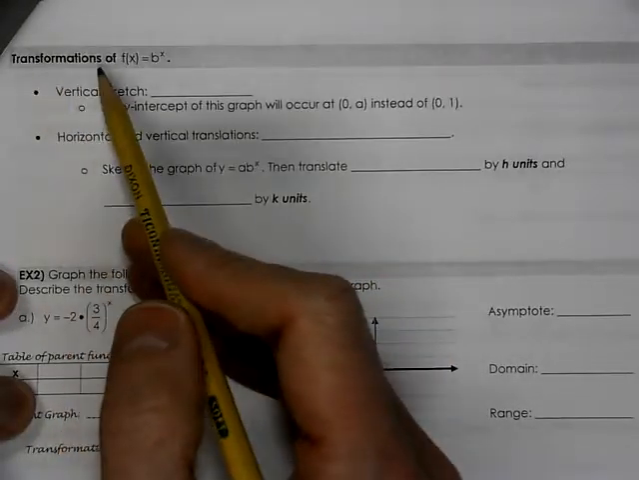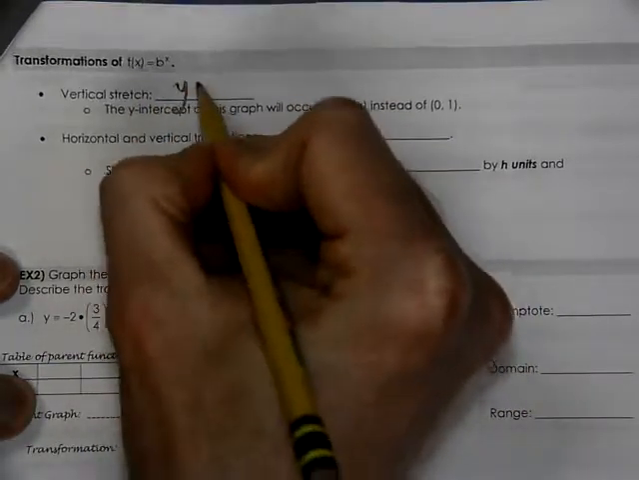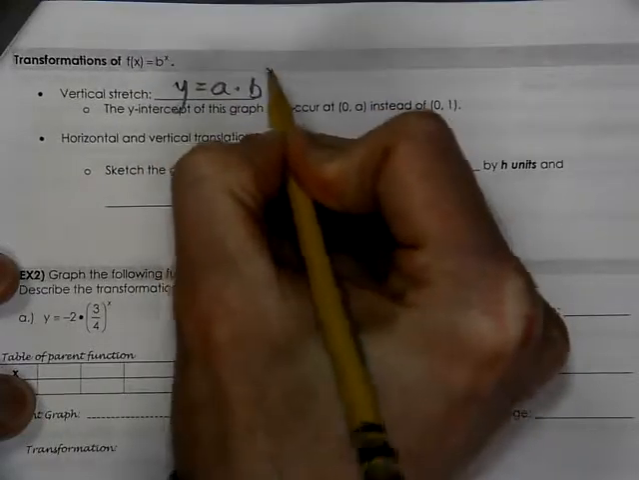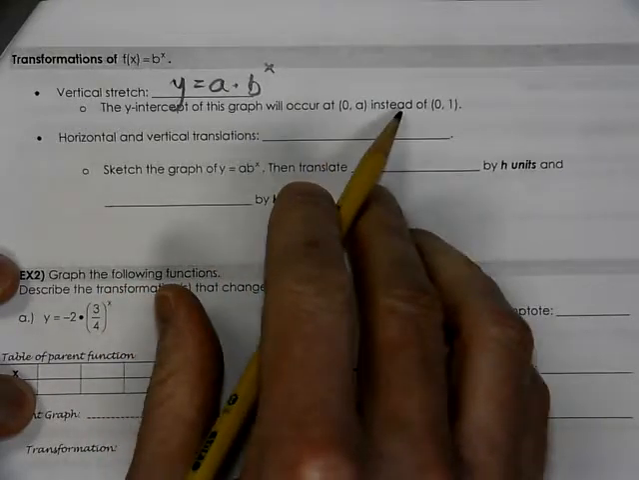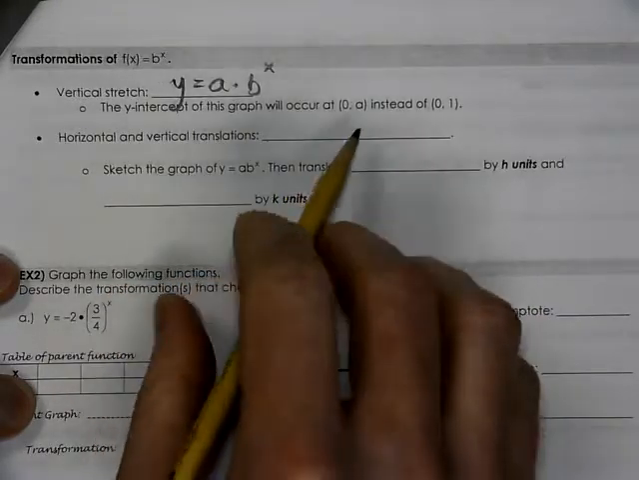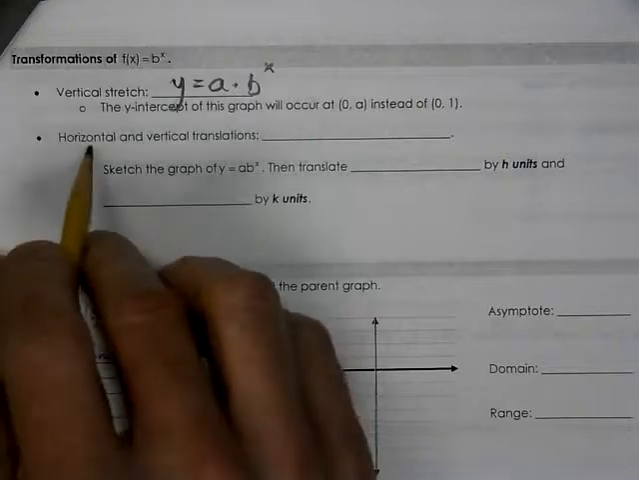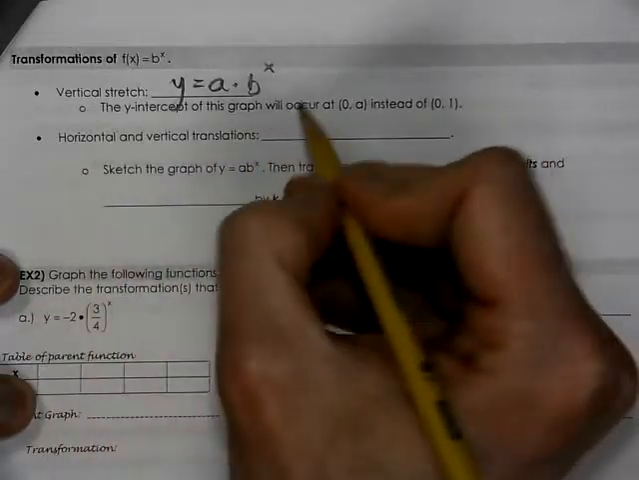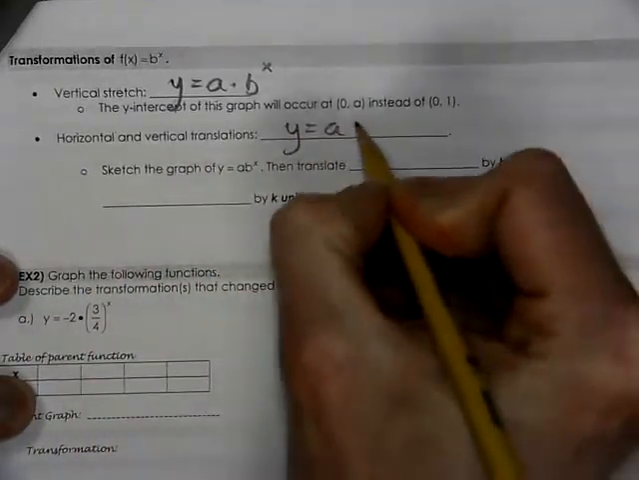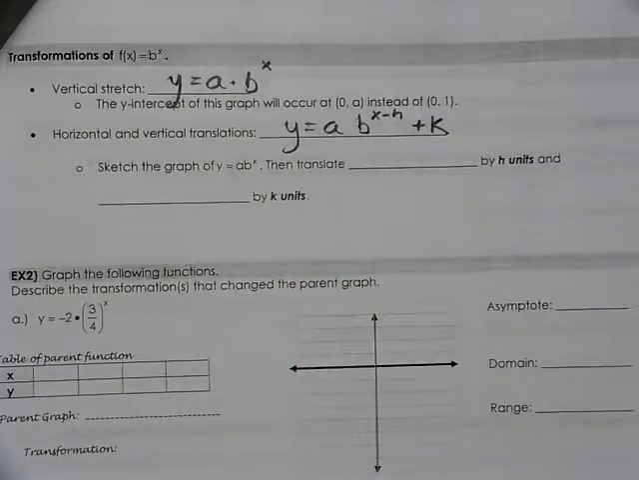Here we're going to do some transformations. We're going to take our b value, we're going to do a vertical stretch, and that's where the a really comes into play. The y-intercept of the graph will occur at (0, a) because we're multiplying by a value of the a to the 0, so we get the a value. The horizontal and vertical translations, those graphs are going to look like these equations, just like the exponential growth, except the b value is different.